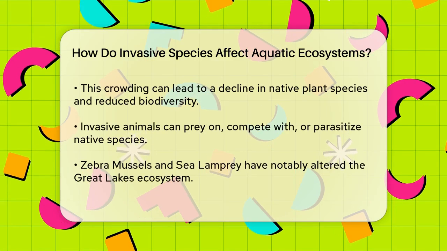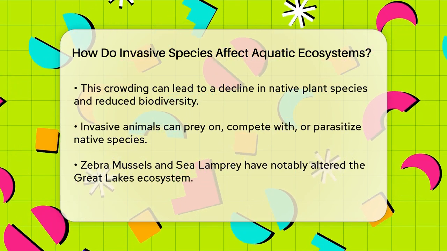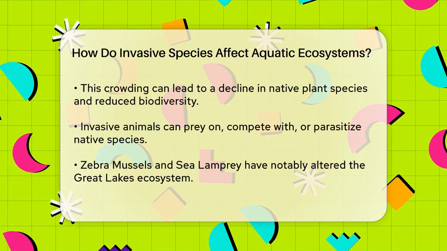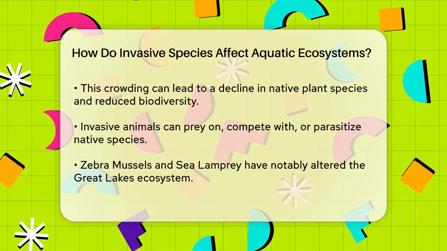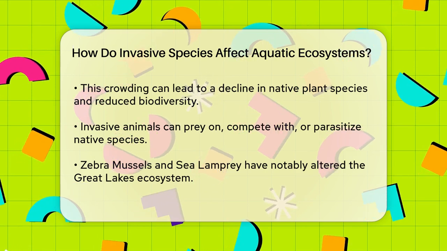For example, invasive macrophytes, like certain types of aquatic plants, can form dense canopies that reduce light availability and crowd out native plants. This can lead to a decline in native plant species and a reduction in biodiversity.